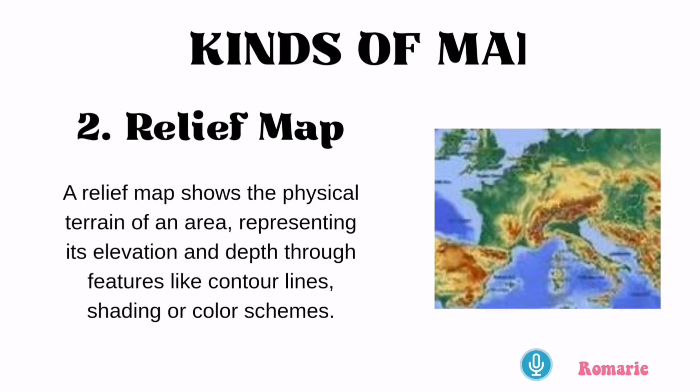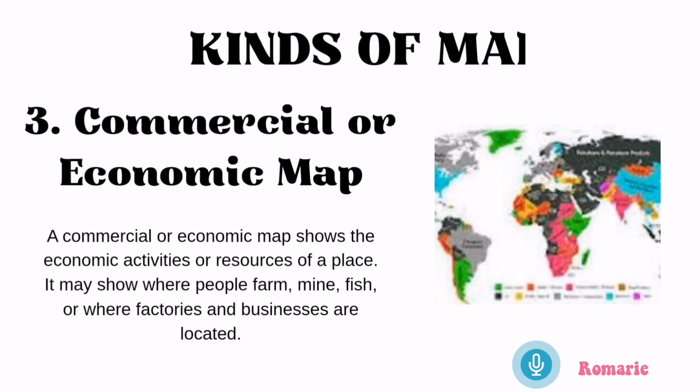Next, we have here the relief map. A relief map shows the physical terrain of an area, representing its elevation and depth through features like contour lines, shading, or color scheme. This kind of map helps hikers, geologists, and planners understand how steep or flat an area is. Let's now proceed to the commercial or economic map. A commercial or economic map shows the economic activities or resources of a place. It may show where people farm, mine, fish, or where factories and businesses are located. These maps help us understand how people use land and resources.